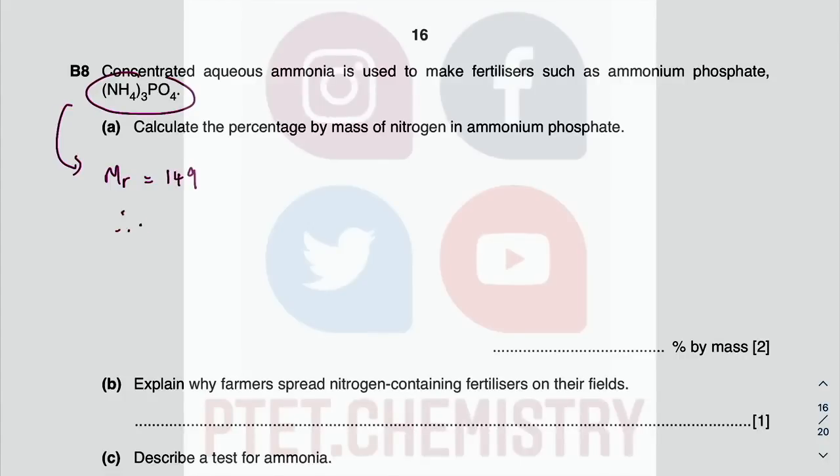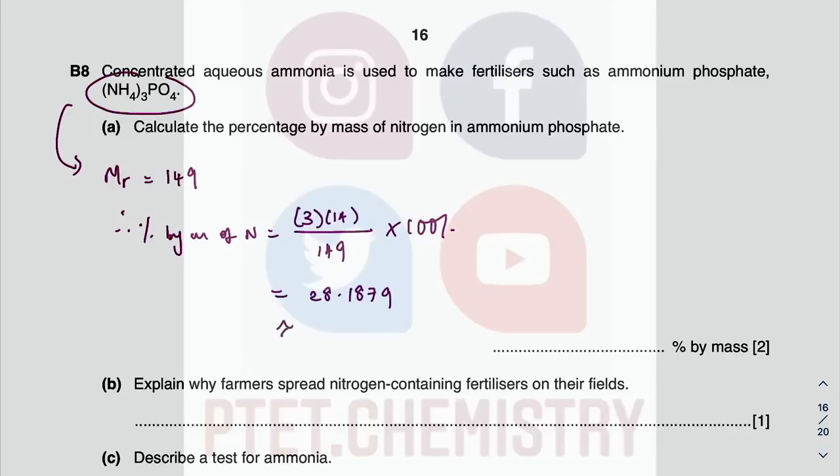Alright, so therefore the percentage by mass of nitrogen. How many nitrogen is present in this? There is 3 times 1, there is 3 nitrogen. Each nitrogen is 14, divided by the total molecular mass. Work out the percentage. I got 28.1879. And they did not mention it to me, but I suppose this is 3 sig fig, okay?